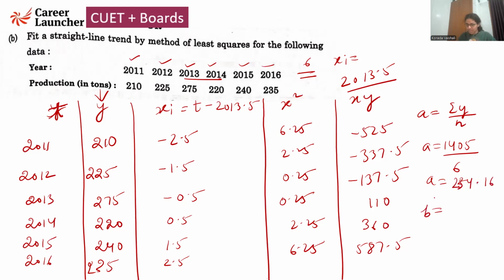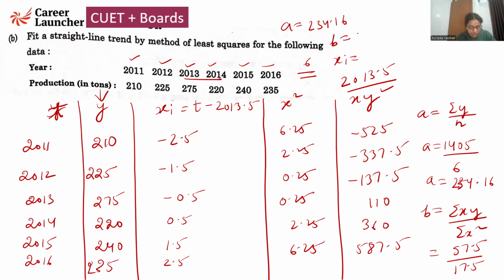234.16, and B is considered as summation of xy divided by summation of x square. So the sum of the xy column is coming out as 57.5, and that of x square is 17.5. So the value of A is 234.16, and for B, it is coming out as 3.285. So the straight line that we have is y equals A plus B of t. So we can straight away just substitute the respective values of A and B that we got.